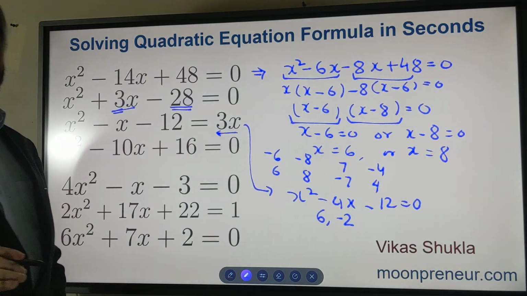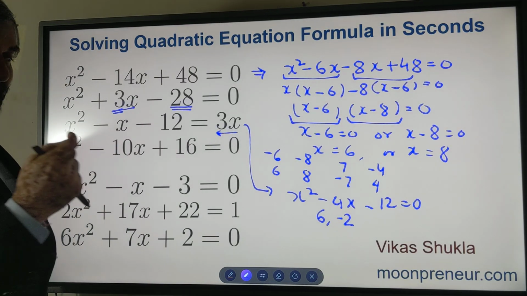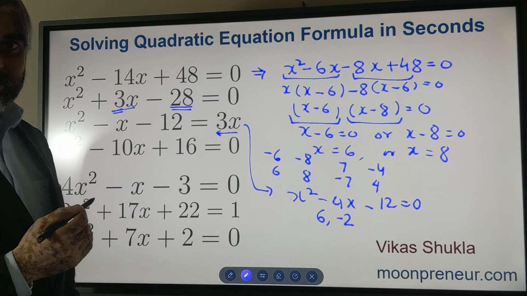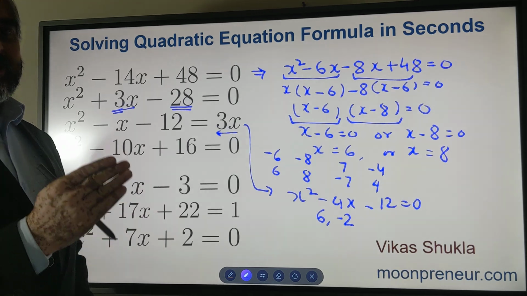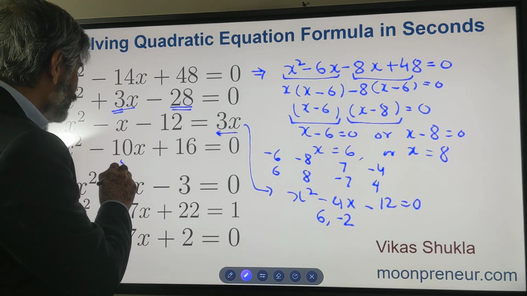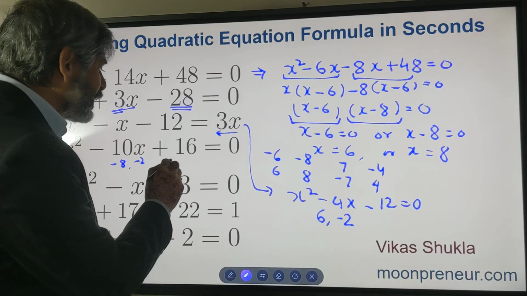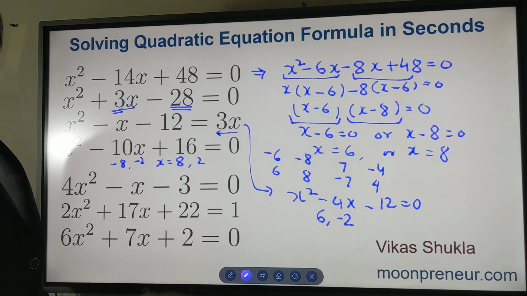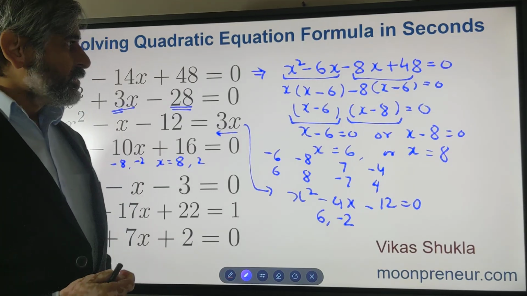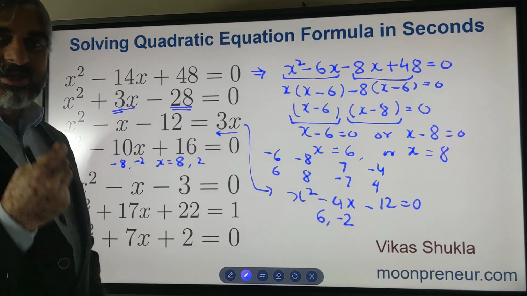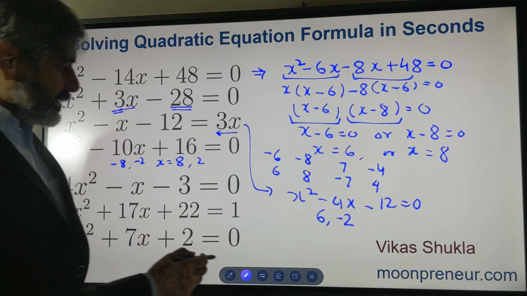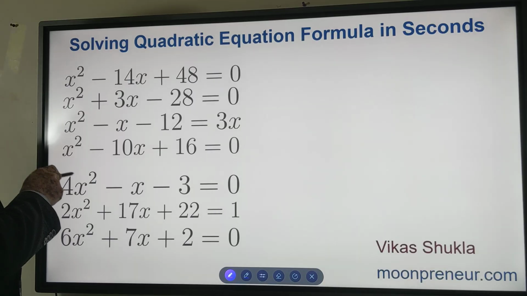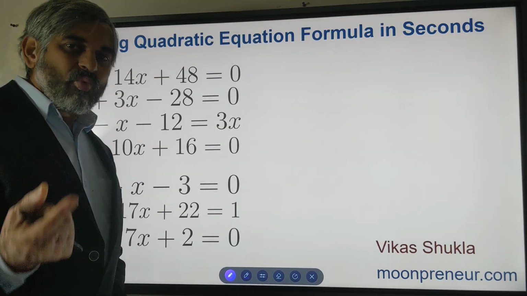Now let's take a look at this one. Minus 10 can be split into two parts, minus 8 and minus 2, which multiply to 16. So reverse the signs of minus 8 and minus 2, and you get the answers 8 and 2. This way, if you practice more, you can do this almost instantly. Now the next thing we want to look at is, what about when the coefficient of x squared is other than 1?